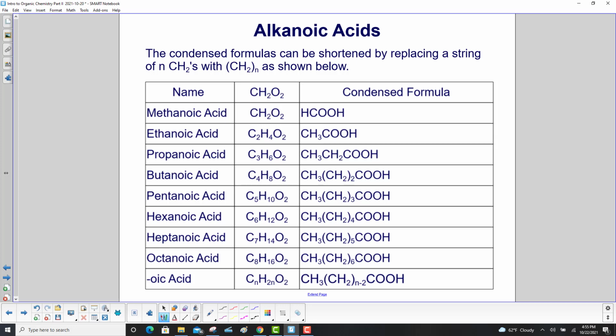The condensed formulas can be shortened by replacing a string of n CH2s with CH2 subscript n, as shown below. So we have a CH3 in front, then we have CH2, and we have a number of them here. And this would be still our carboxyl group at the end. And the general formula for this now would be CH3, and CH2, n minus 2 of them. We're just making it fit the formulas here. And here's the n over here. But then when we want the general formula, we need the n minus 2 because we have the CH3 in front.